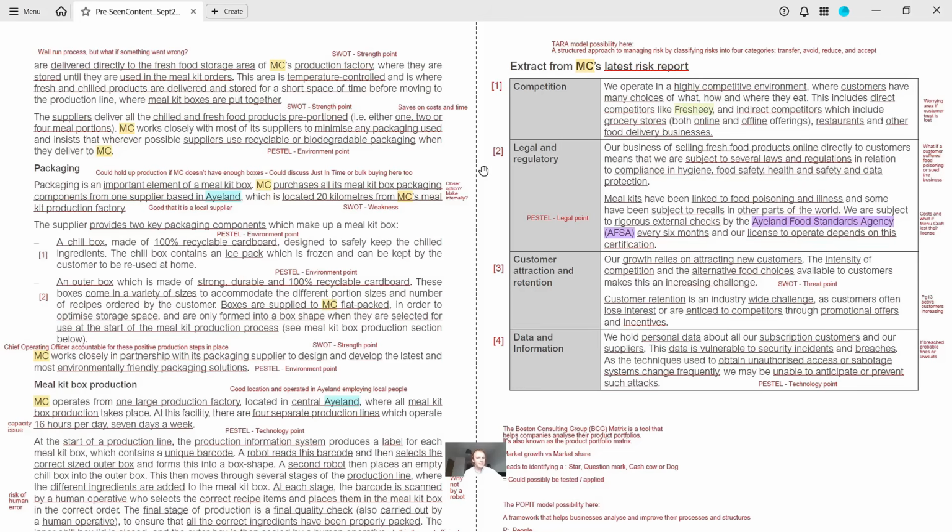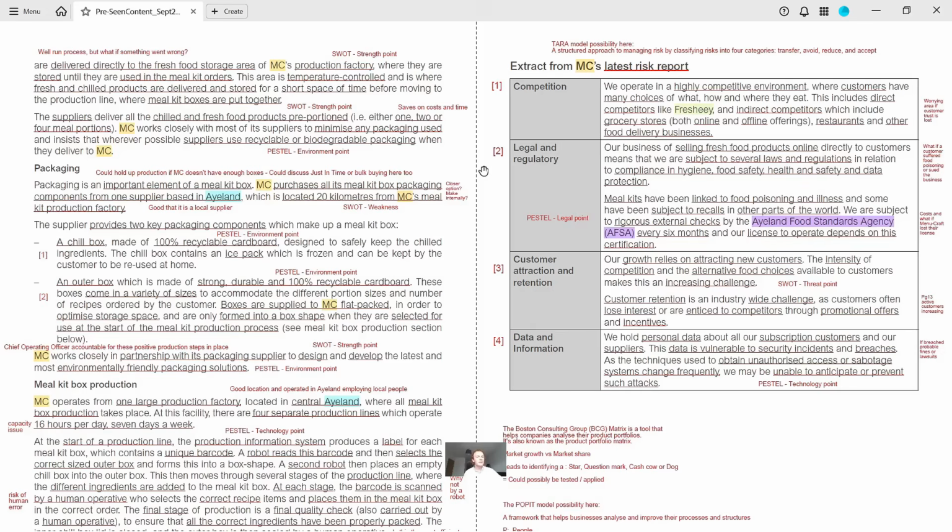We then come on to packaging, and it's an important element of a meal kit box, as you would imagine. So MenuCraft purchase all of its meal kit box packaging components from one supplier based in Aylands. Again, a good point that it is a local supplier. However, it's located 20 kilometers away from the actual production factory. So from a SWOT analysis point of view, another weakness. Could they move it closer? Could they make it internally? It could hold up production if they don't have enough boxes. And we've just seen from that just-in-time and bulk buying previously, it's all got to fit in, and does it all work collectively?